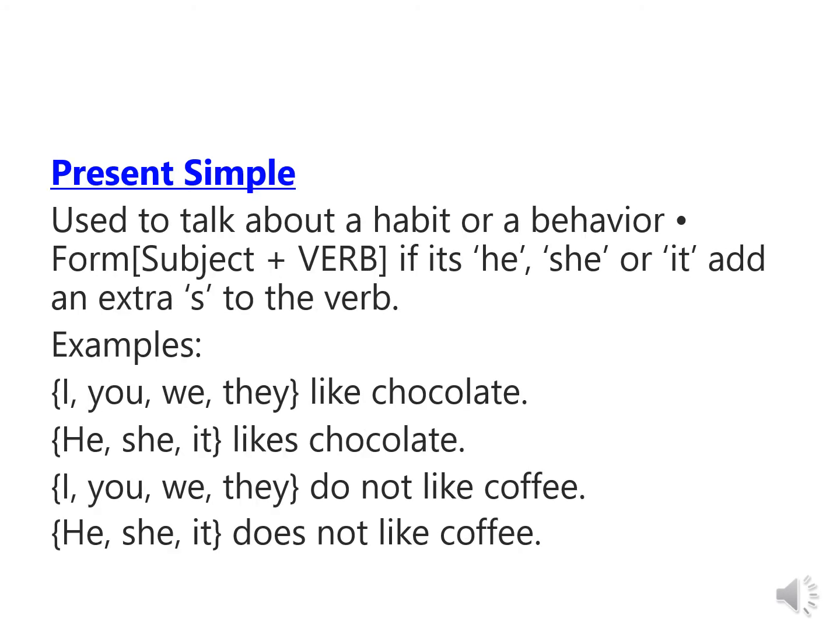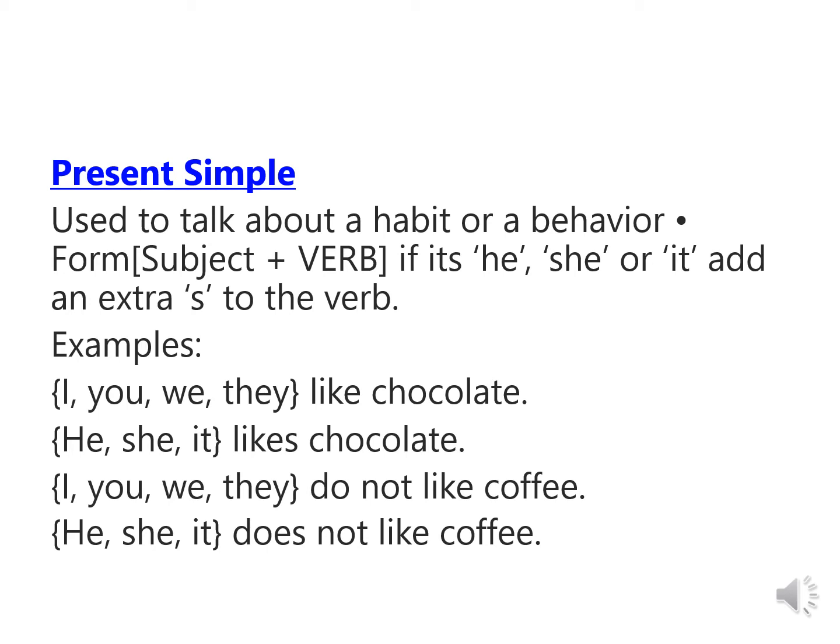Now we'll talk about the present simple tense. Present simple tense is used to talk about a habit or a behavior. The form that we use for present simple are subject plus verb. If it's he, she, or it, then we'll add an extra s to the verb.